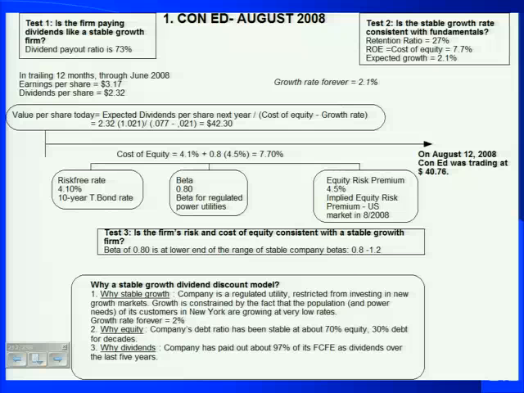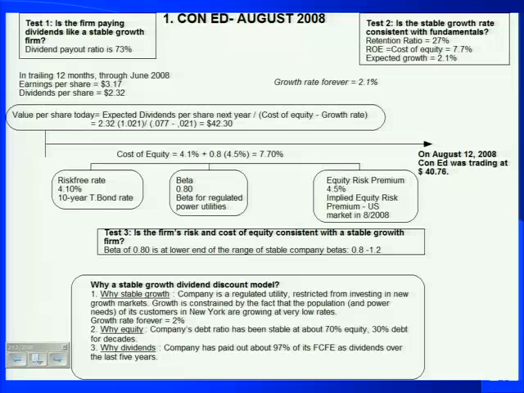Second, if I'm going to put in a stable growth rate, I can't forget the fundamentals, right? Growth rate is equal to return on equity times retention ratio. I have a return on equity for Con Ed, 7.7%. I said, look, the regulatory authorities are going to force your return on equity to cost of equity. Let's assume that's your return on equity. And I have a retention ratio: 73% is being paid out as dividends, 27% is being reinvested. So if I take the product of those two, the growth rate I get is 2.1%. That looks like a stable growth rate.